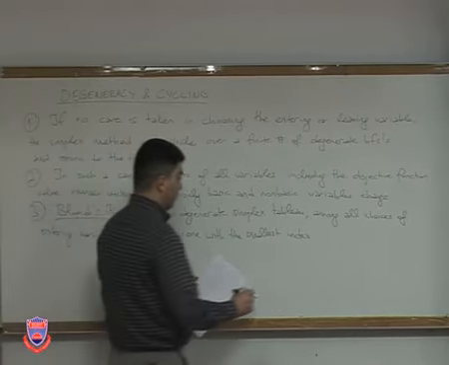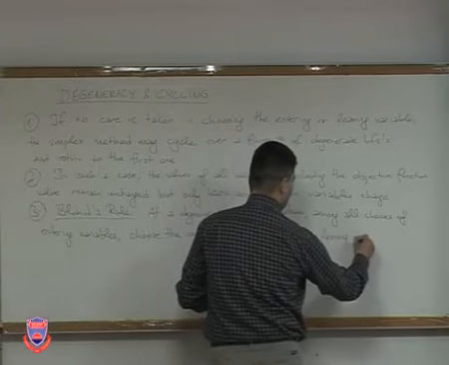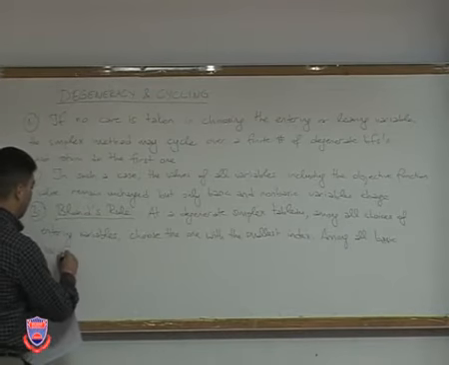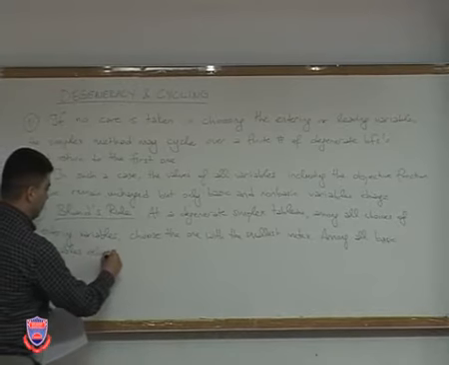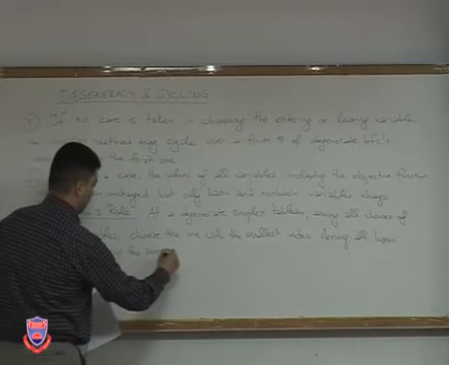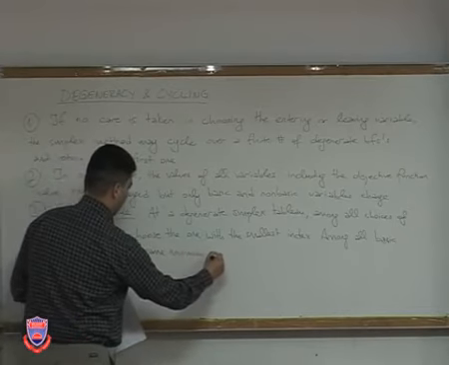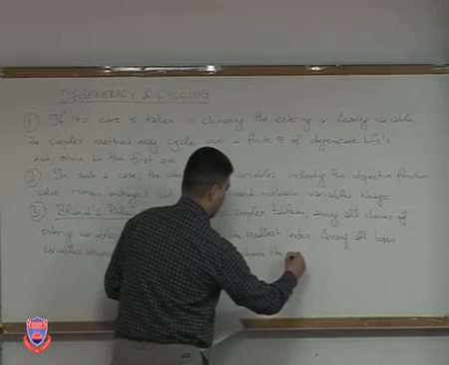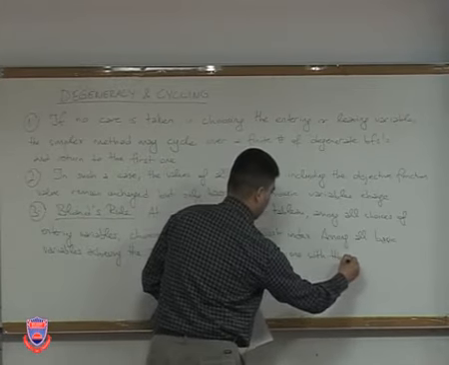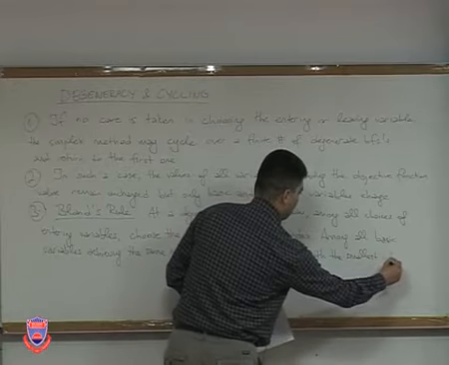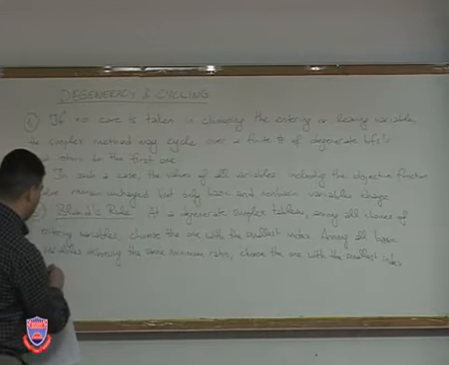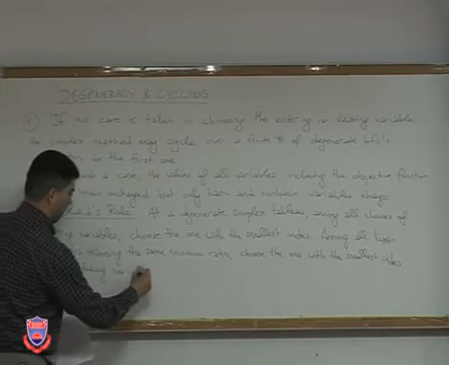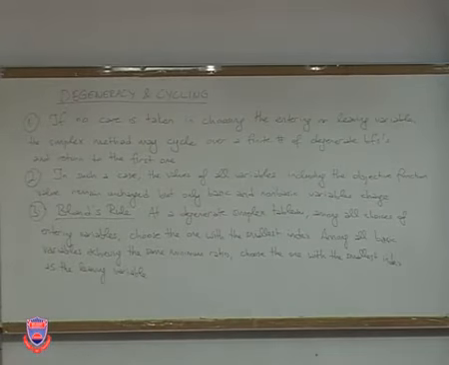And among all basic variables achieving the same minimum ratio, choose the one with the smallest index as the leaving variable. Now let me give you a minute to write this down.